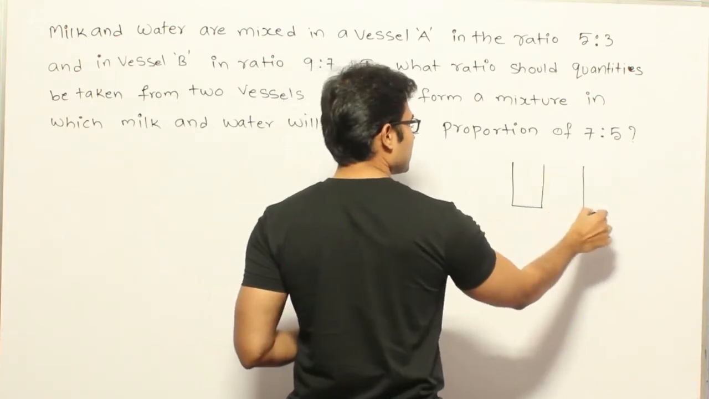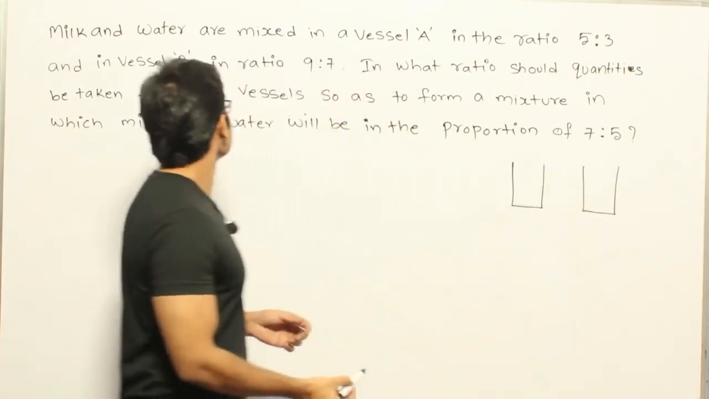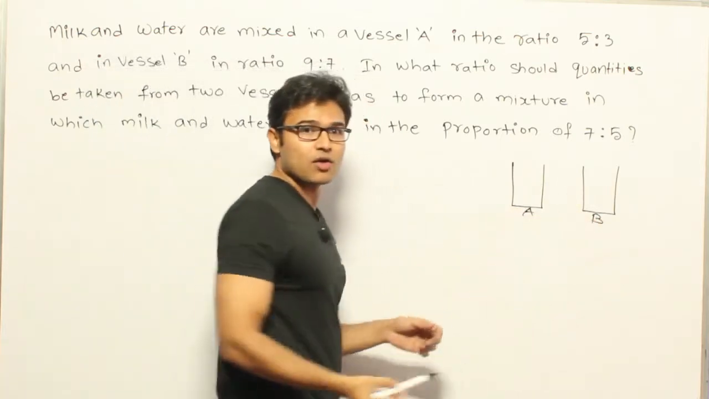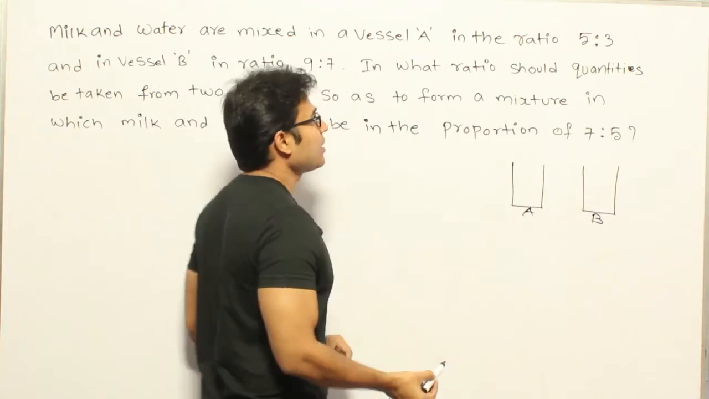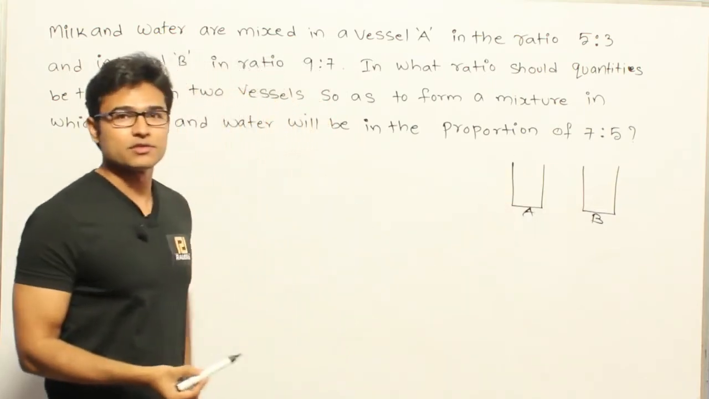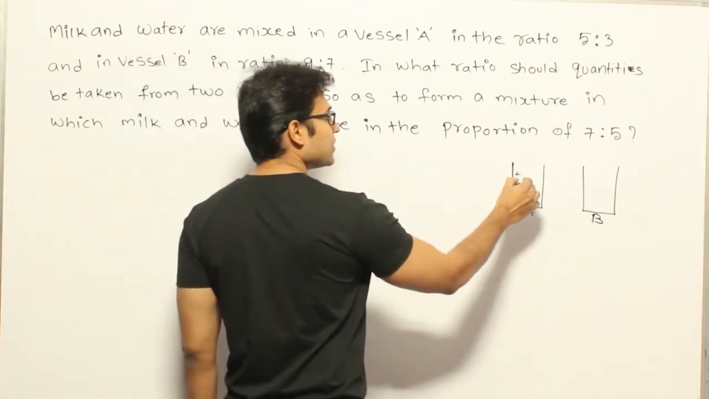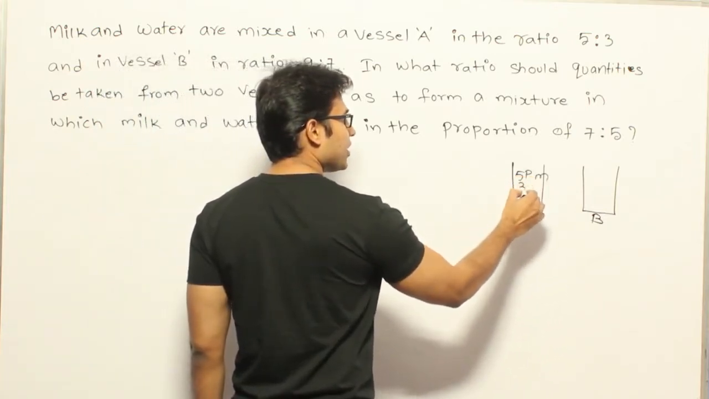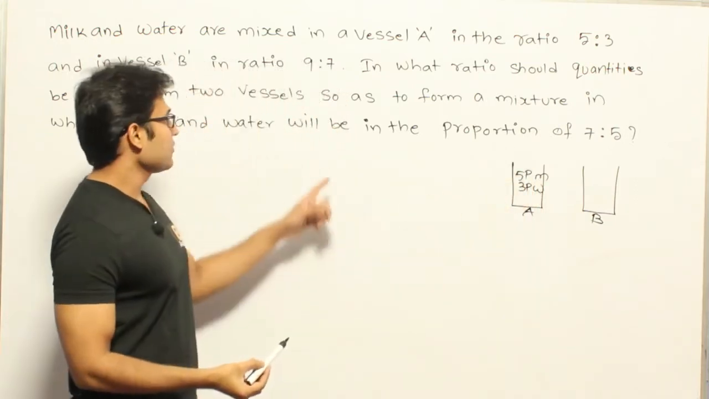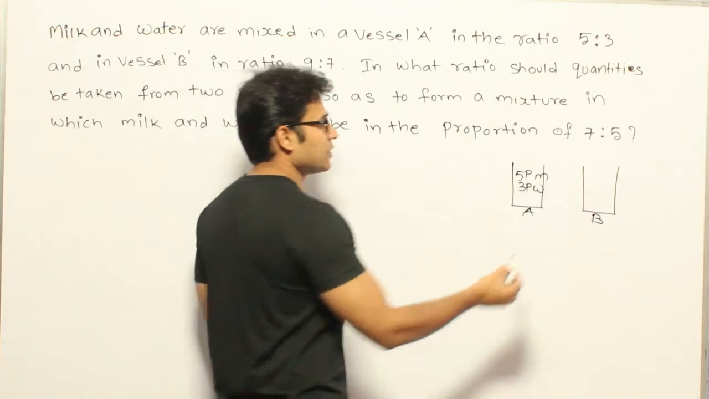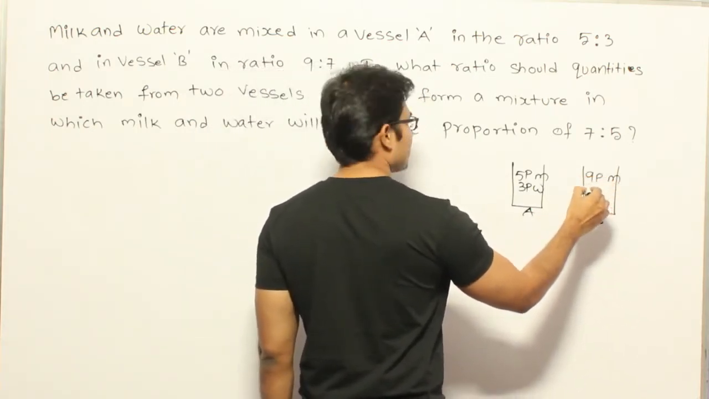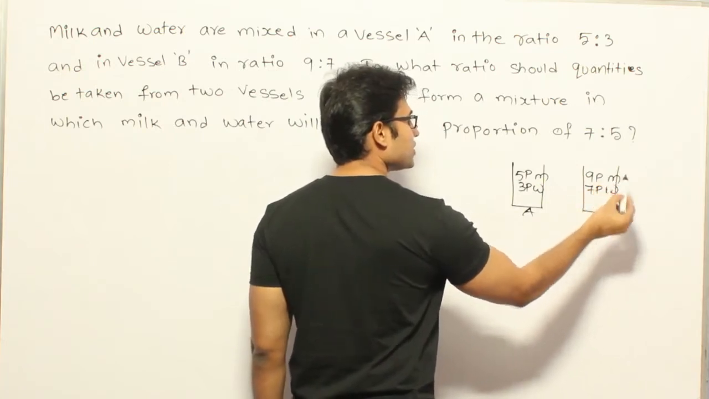there are two vessels, vessel A and vessel B, and both are containing a combination of milk and water. In the first one they are saying that milk and water are in the ratio of 5:3. So if we assume that 5 parts is milk, then 3 parts will be water. That is what is given for the first one, A. And in the second one, vessel B, 9:7 is the ratio, which means if you assume 9 parts is milk, then 7 parts will be water. This is what is given.